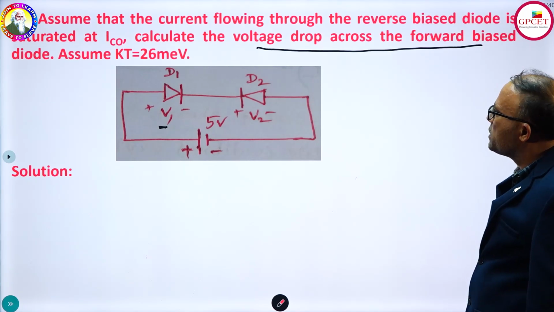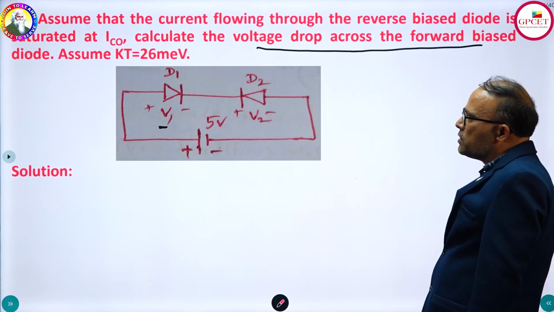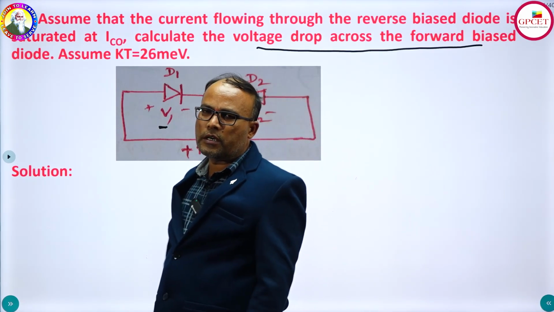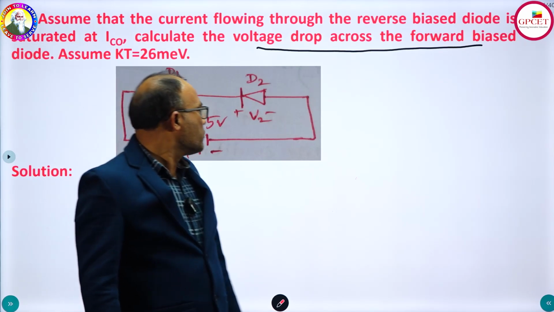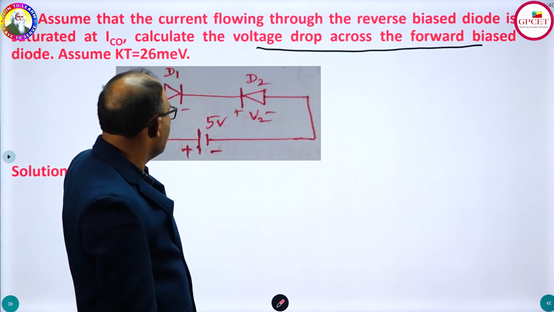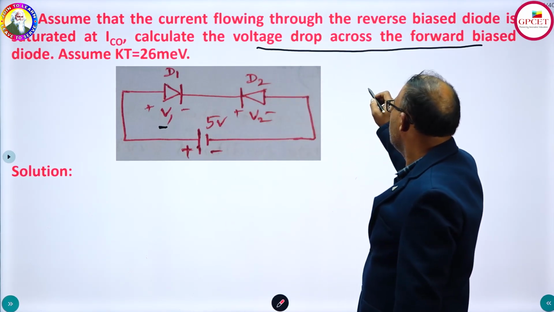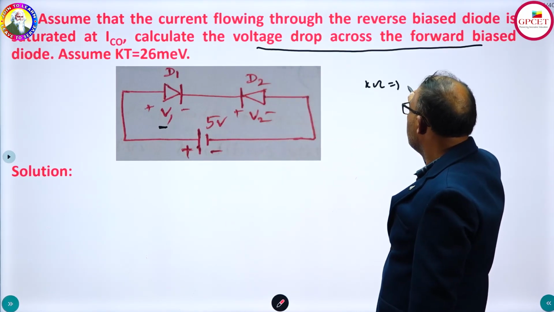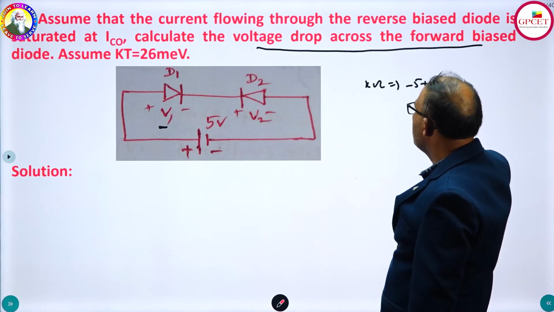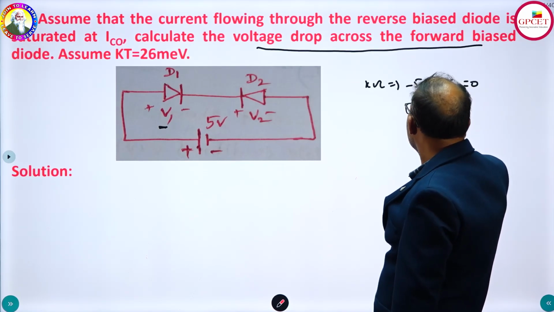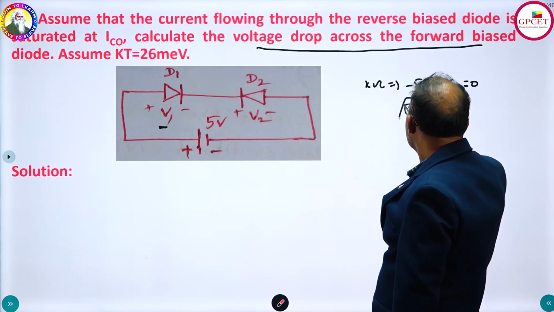The current flowing through the reverse biased diode is saturated at I0, so I0 means both are identical. So I0 is equal to I01 is equal to I02. Therefore both are identical. From the circuit, you can apply KVL. If you apply KVL, you will get minus 5 plus V1 plus V2 is equal to 0. So 5 is equal to V1 plus V2.